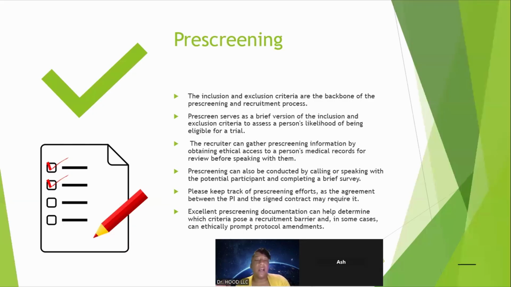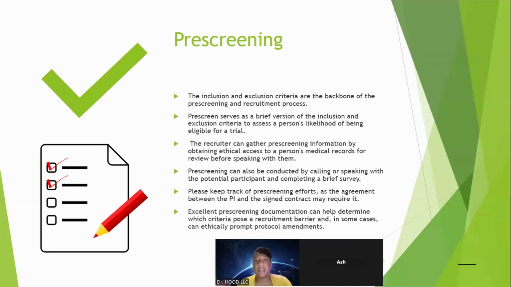So some trials have what's called a pre-screening log, and you put in just brief information, maybe the patient's date of birth, the indication that you're looking for, whether they did or did not have it, and whether they were on the proper medications required for the trial. That's typically what those pre-screening charts will have. And then you want to keep records of it.